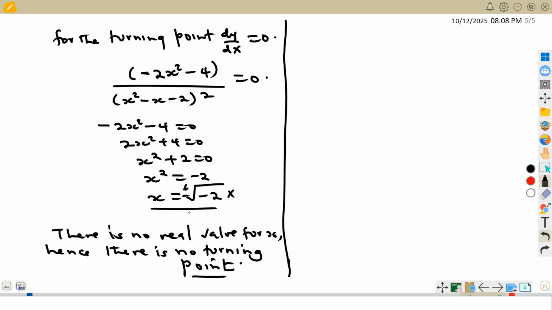If we had real values for x, then we should go on and get the corresponding value of y, and then also get the nature of the turning points. But since we don't have turning points, we shall not go for their nature. So next we shall look at finding asymptotes.